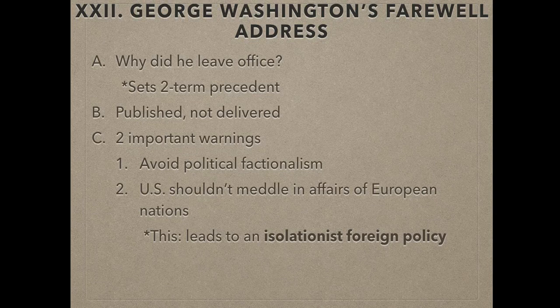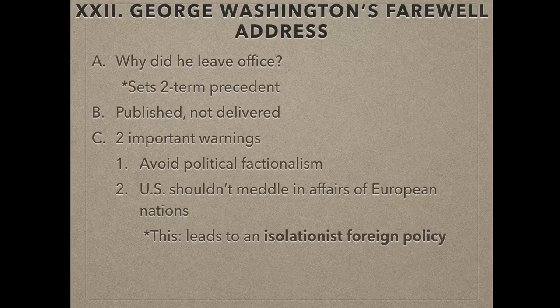Washington's farewell address is going to give 2 warnings that people take pretty seriously. And the first is avoid political factionalism, in other words, political parties. He doesn't believe that political parties will be beneficial for the United States, and he's going to warn against it. And in his address, which I'm going to show you the text of in a minute, he says that even though there are regional differences, the differences sort of balance each other out for the good of the country as a whole. So he warns against political parties.